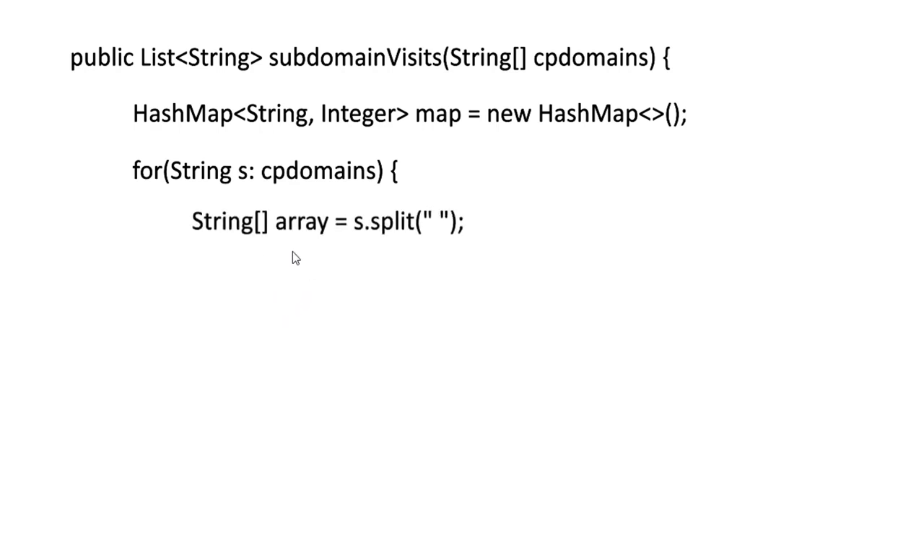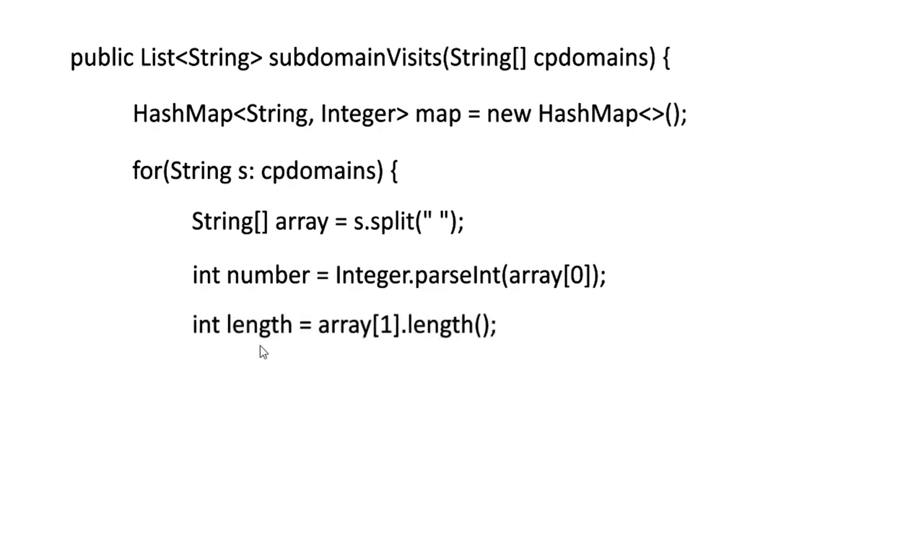So for example, let's say yahoo.com would be the first, and it was visited 900 times. We'll make a string array and we'll split that. So we'll separate the 900 and we'll separate yahoo.com. We'll define a number for array sub 0, which will be the 900 in the example I'm using. So we'll put that in number, and then the length will be array sub 1, or index 1, the length of that. We need to get the length of the domain so that we can parse through each character.